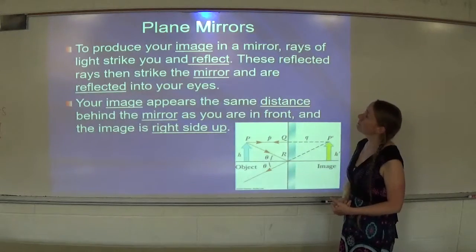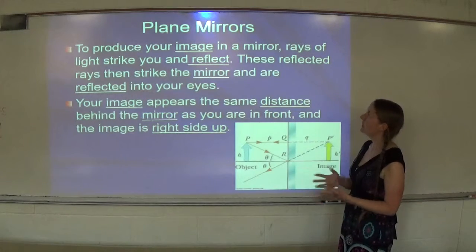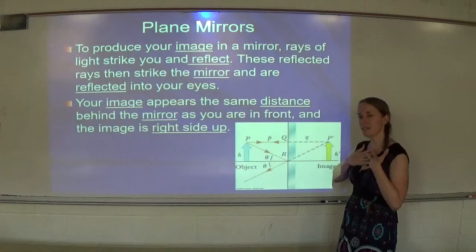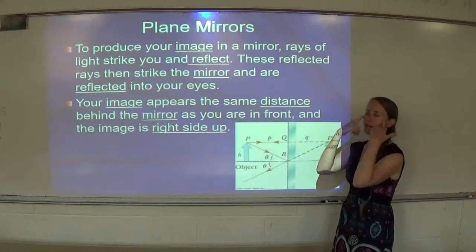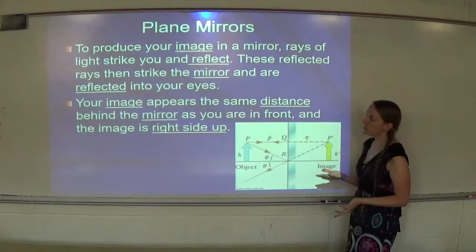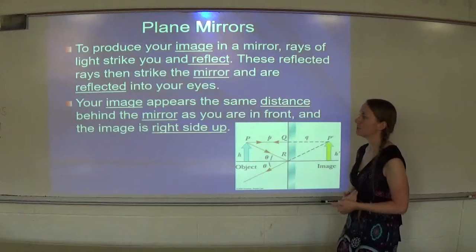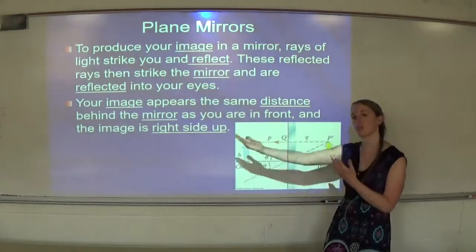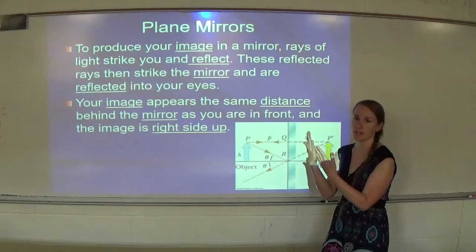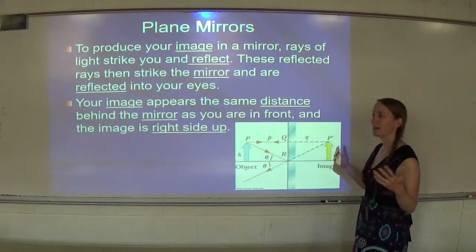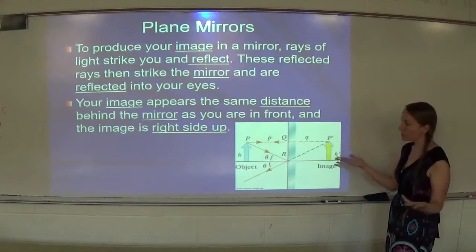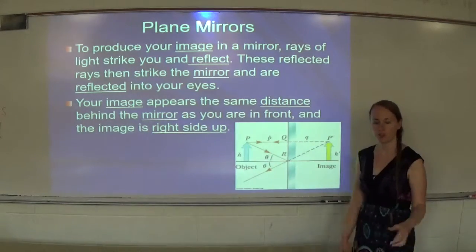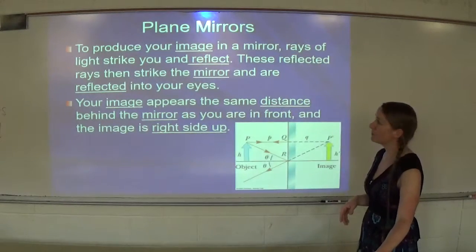To produce your image in the mirror, rays of light strike you and reflect. These reflected rays then strike the mirror and are reflected into your eyes. So the light hits us, the light hits the mirror, the light hits our eyes. Your image appears the same distance behind the mirror as you are in front of the mirror, and your image is right side up. If you want your image to get bigger, you get closer to the mirror, because then your image appears to get closer on the other side. If you want to see more of yourself in a mirror, you back up, because then your image backs up also. So the closer you are to the mirror, the closer your image would be. The further away you are, the further your image would be. But it is going to be right side up, as we discussed.